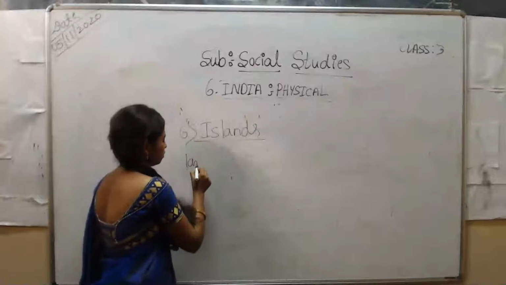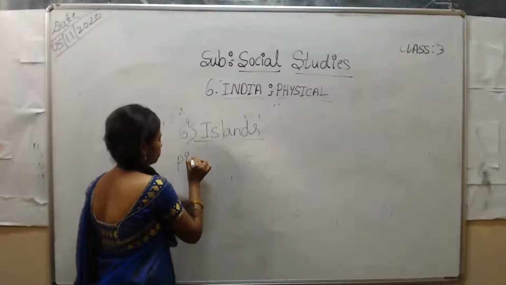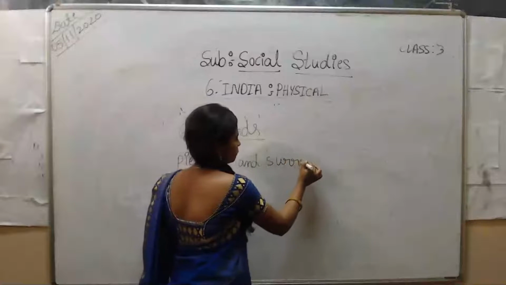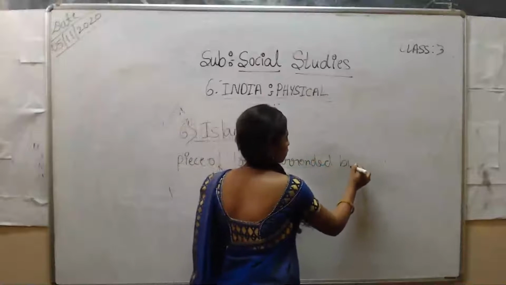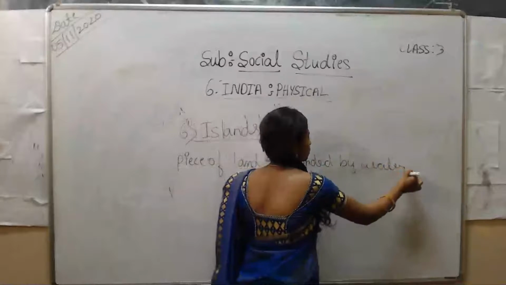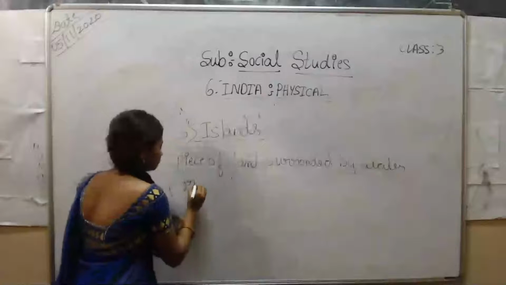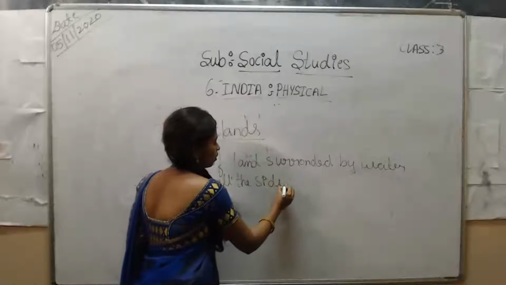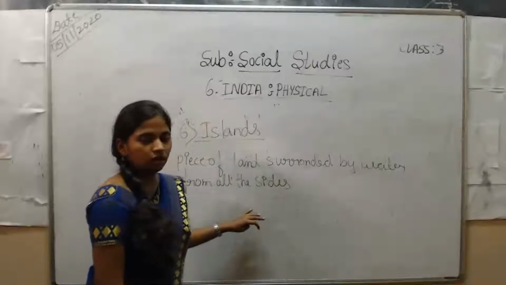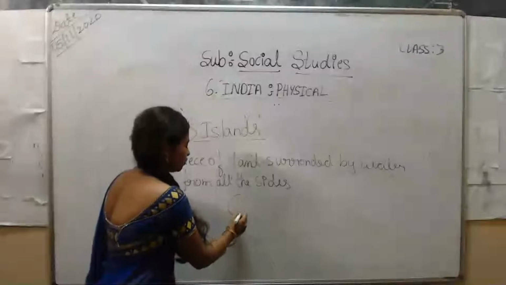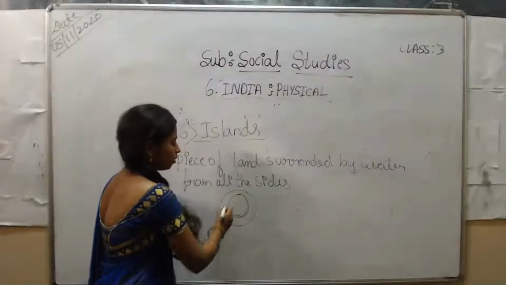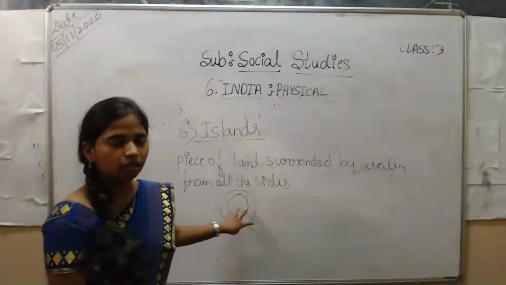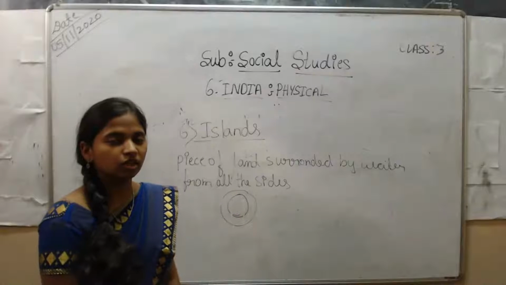Island is a piece of land surrounded by water from all the sides. How will the islands be? There will be a piece of land. Imagine this is a piece of land and there will be water everywhere. Everything is surrounded by water and only a piece of land is present. So that is known as an island.